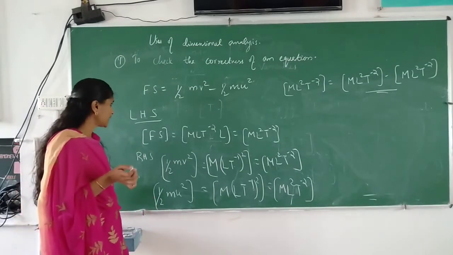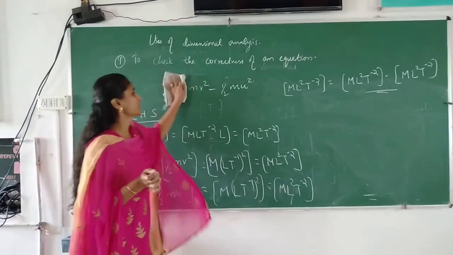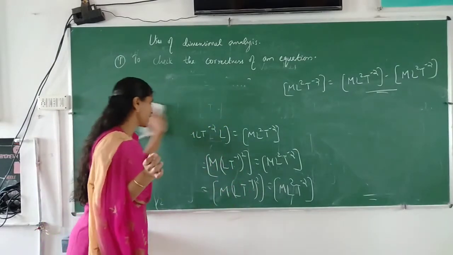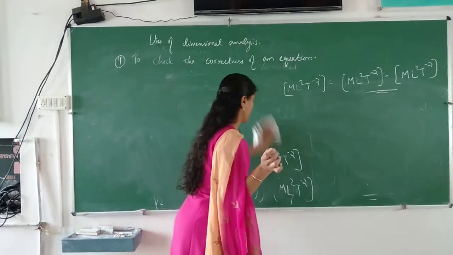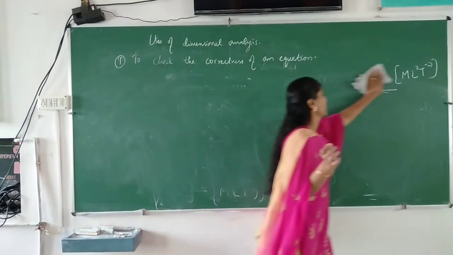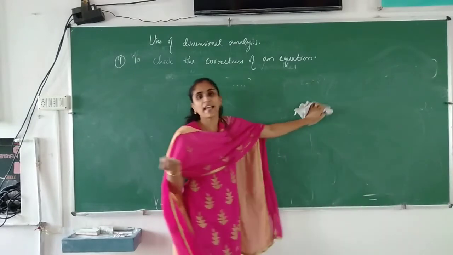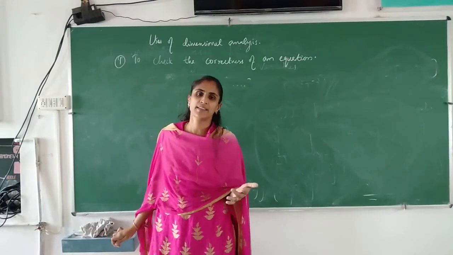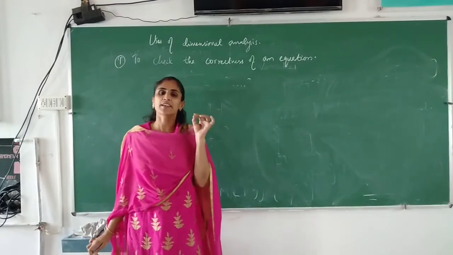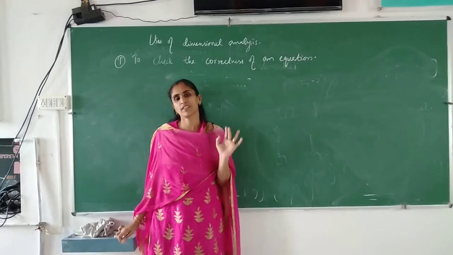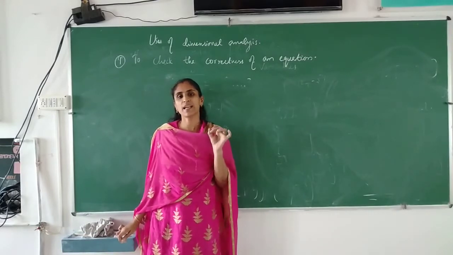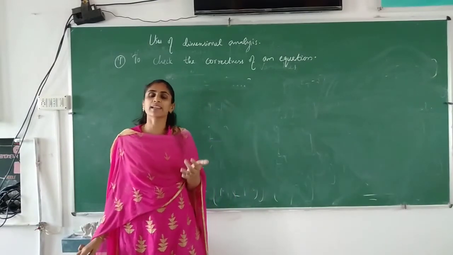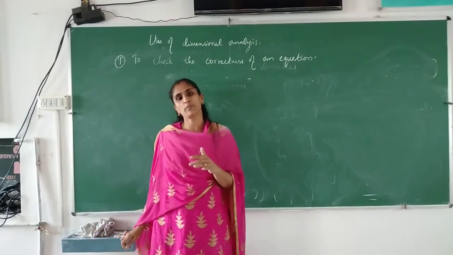Okay. Is it clear? So this is the significance of dimensional analysis. We can check whether an equation is dimensionally correct or not. And one thing is that if it is a dimensionally correct equation, it is not necessary that the equation will exist. But if it is a dimensionally wrong equation, there is no chance of its existence. If an equation is dimensionally wrong, it will not exist at all. But if an equation is dimensionally correct, it may or may not exist.